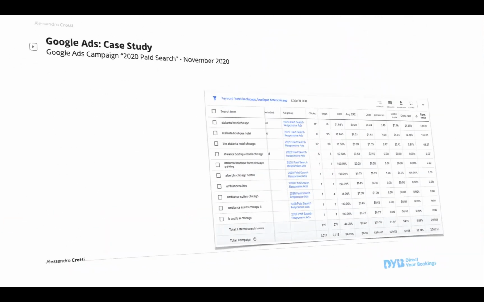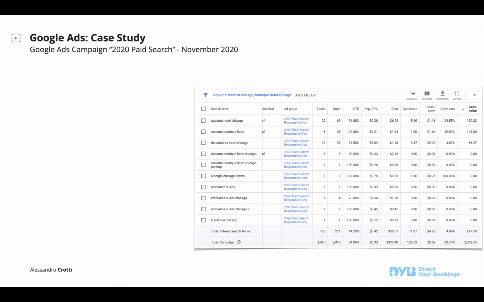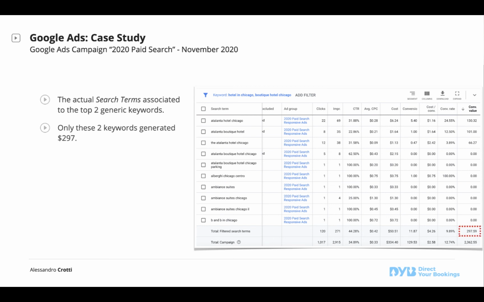We have seen the conversion, but now let's see what exactly triggered those keywords. In other words, what are the actual search terms that triggered those keywords? And as you can see, I just picked the first two generic keywords, because otherwise it would have been a very long report. As we've seen from the previous report, hotel in Chicago and boutique hotel Chicago. What are the search terms that trigger those keywords? And you can see for yourself, at least the first 5 keywords are all brand related search terms.